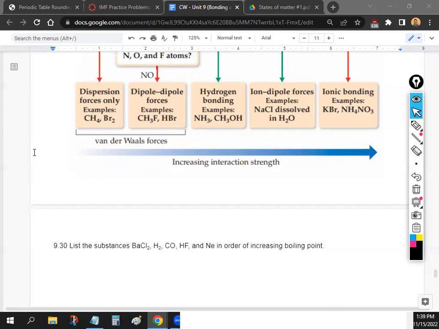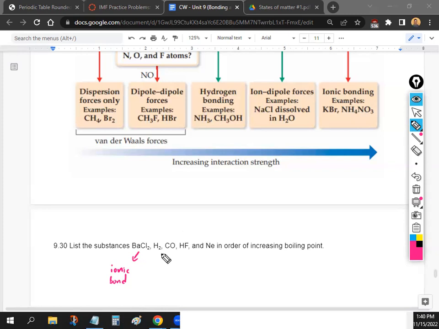It's not dipole. It's not dispersion. Not hydrogen bond. It's an ionic bond. If you take a look at it, BaCl2 is an ionic compound, right? We know that just from what we learned before: if you got a metal and some non-metals, they form an ionic bond.